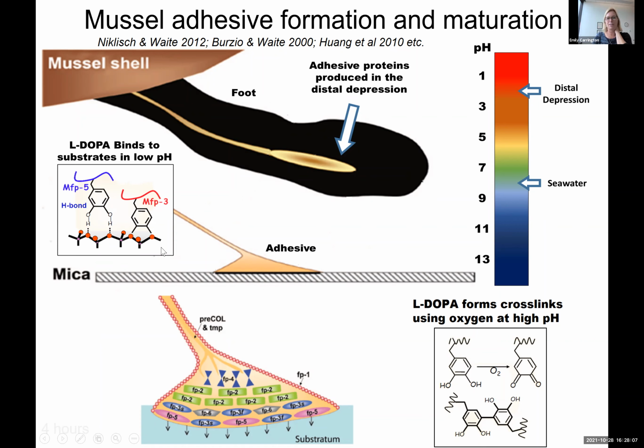So it's really this two-step process. It needs a low pH to get the proteins there in the first place, but it requires a higher pH to mature and become strong. And interestingly enough, a lot of these crosslinks involve L-dopa, and it uses oxygen. And so for that reason, we did think that dissolved oxygen might be involved in influencing the strength of the mussel attachment.